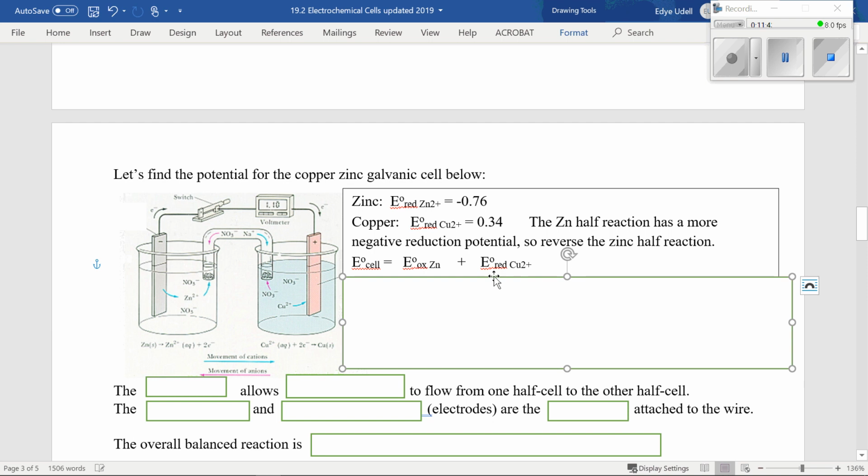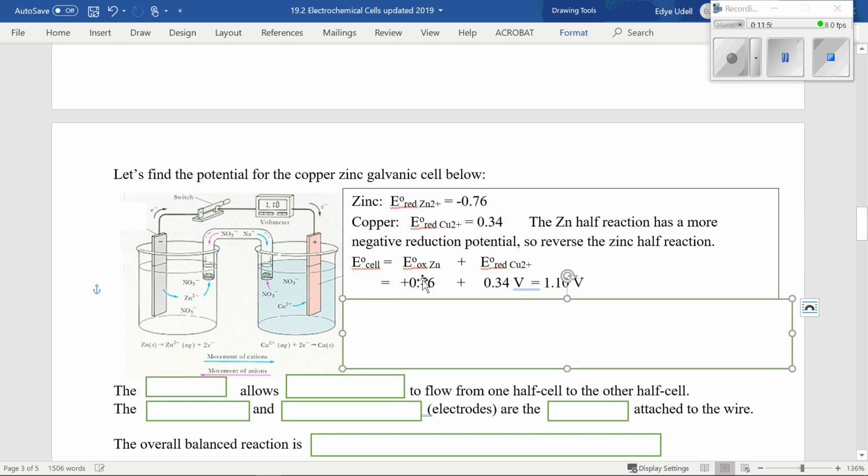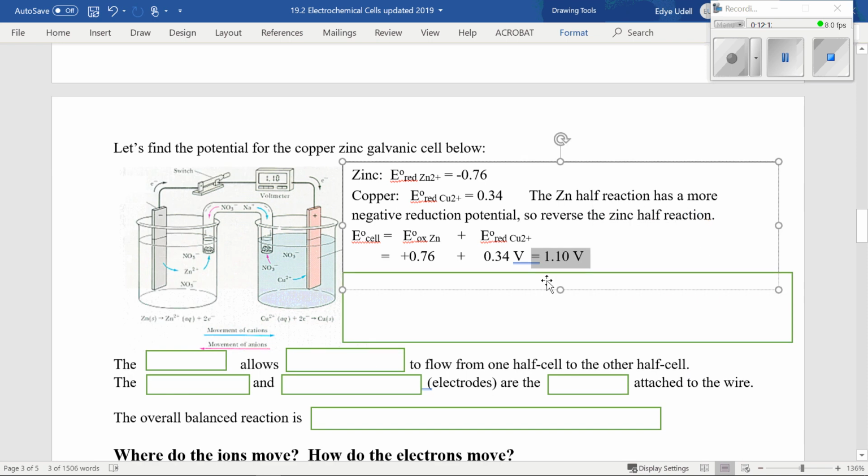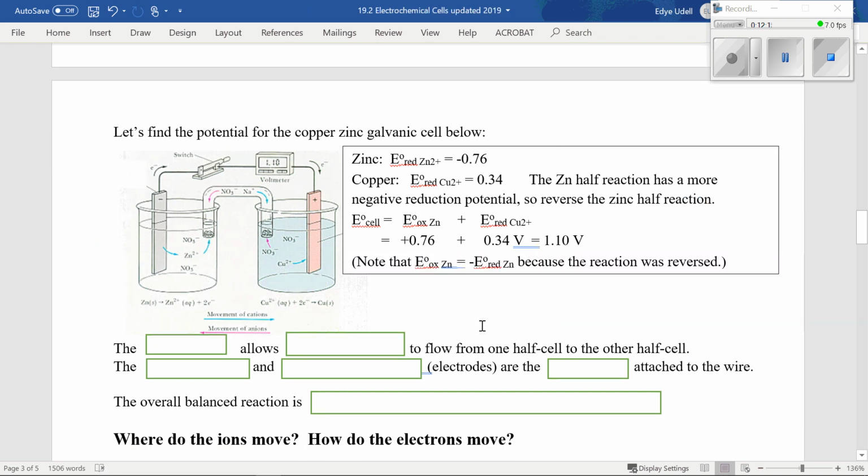And the cell potential will be the oxidation potential for zinc and the reduction potential for the copper 2. And this is just the negative of this number. So we get positive 0.76, because remember, if you reverse the half reaction, then the sign changes. And we need to reverse this one in order to get a positive total E0. We see we do get a positive total E0.